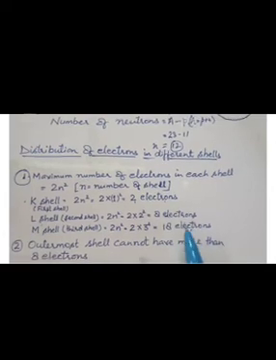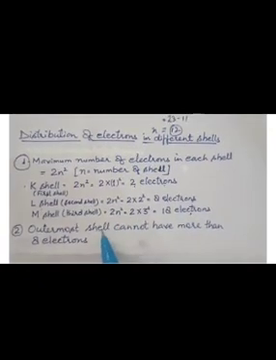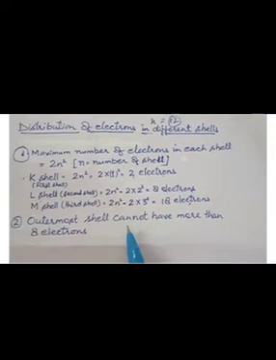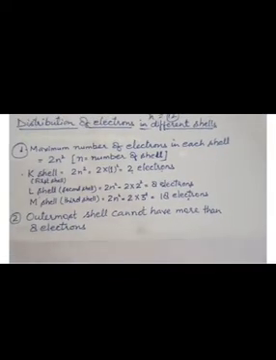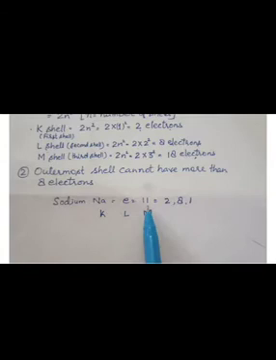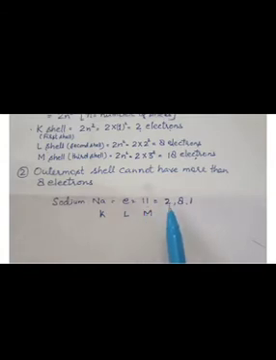But one more rule is here, that the outermost shell cannot have more than 8 electrons. For example, sodium, whose atomic number is 11 and number of electrons is also 11. So the electronic configuration of sodium would be 2, 8, 1, not 2 and how many are left?